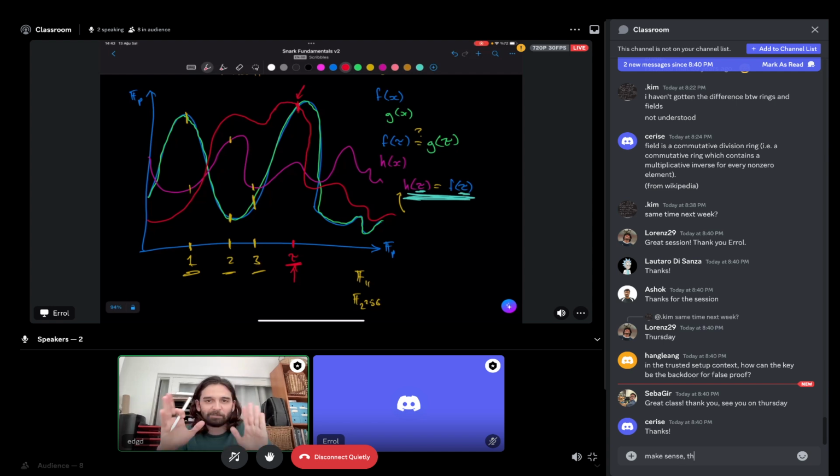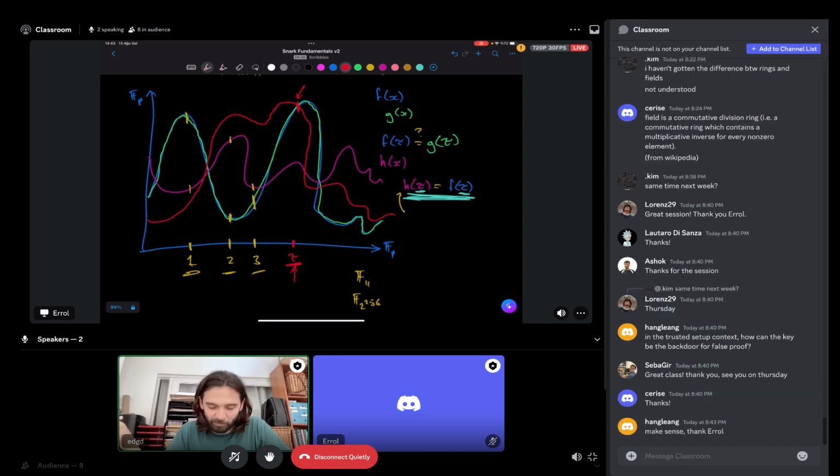So please ask that again next session. There's a good chance I will explain it anyway. But in terms of how it's a backdoor for the false proof, if you know where it's going to be evaluated, you can just cheat very easily. The key thing going on here is that tau is random. If it loses the randomness, you can make the polynomial that matches it at the right place.